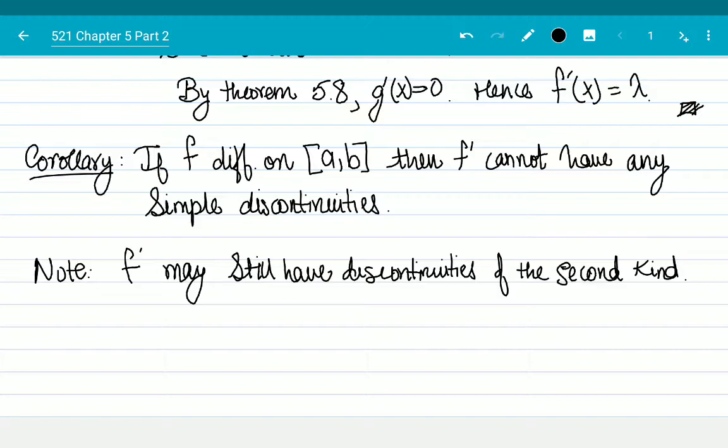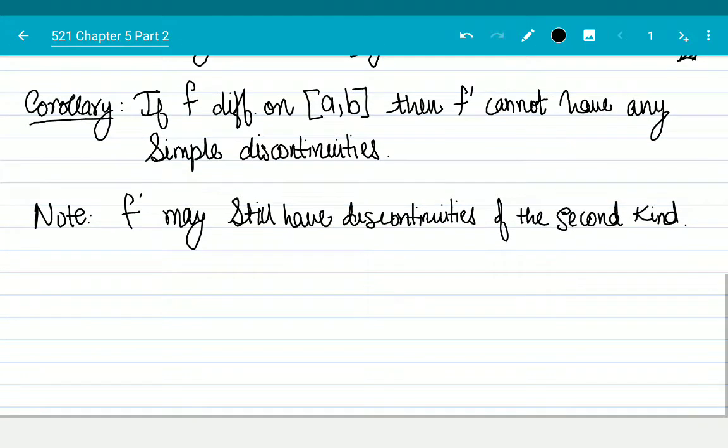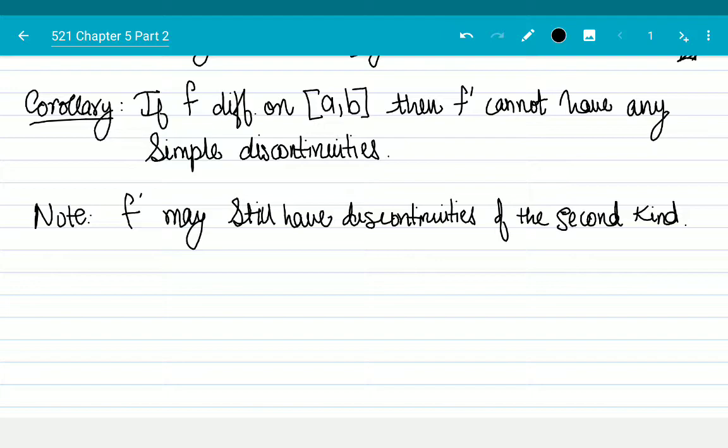Okay. Then let us look at one of the major results that we get that is super useful with derivatives and limits. This is one of the most useful results for calculating limits once you know that the function is differentiable. Okay, so this is called L'Hopital's rule.